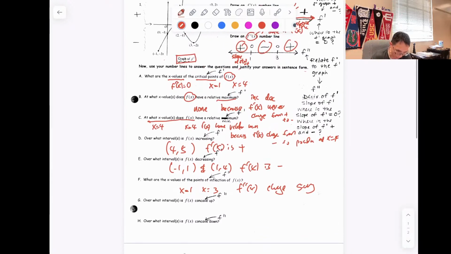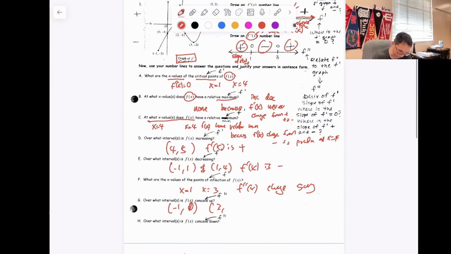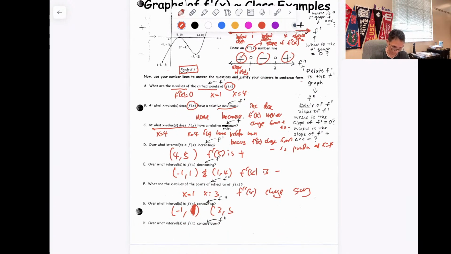Concave up. It'll be negative 1 to 0 and 3 to... Wouldn't it be negative 1 to 1? Negative 1 to 1, sorry. You're right. Negative 1 to 1, 3 to 5. Okay, concave down is going to be 1 to 3.